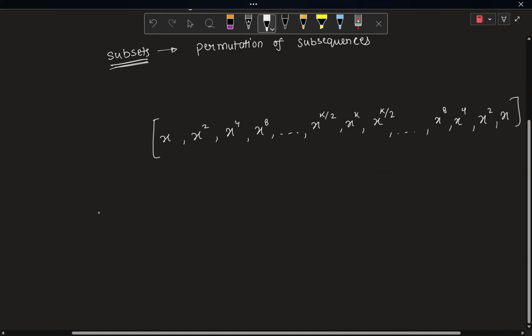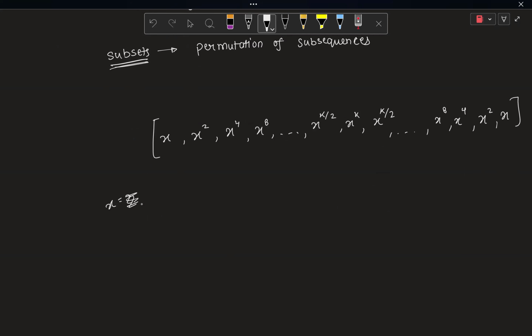Let's take an example. If x was, let's say, equal to 2, then the subset, sorry, not the subset. Right now, we are talking about the pattern. So, if in this pattern x was equal to 2 and k was, let's say, equal to maybe 4 or maybe 32, then the pattern looks like 2, 2 raised to the power 2, 2 raised to the power 4, 2 raised to the power 8, 2 raised to the power 16, 2 raised to the power 32, then 2 raised to the power 16. Like once you reach this k, it starts decreasing.